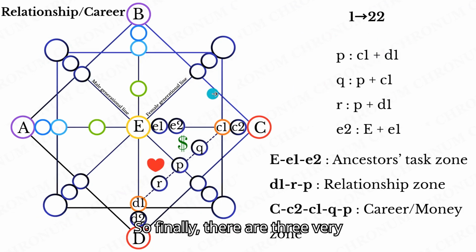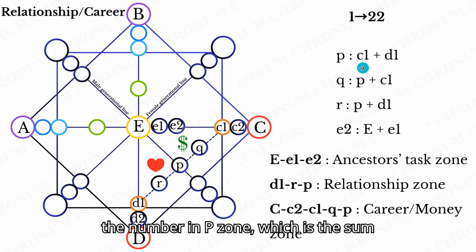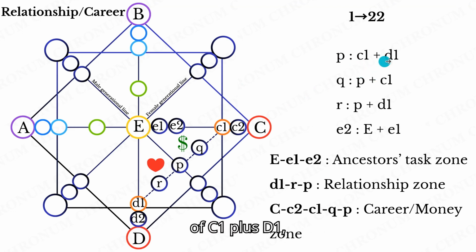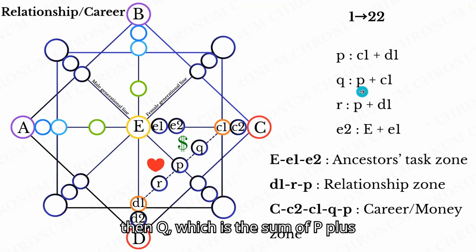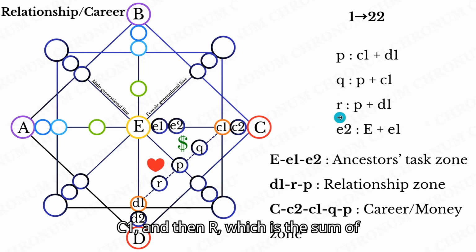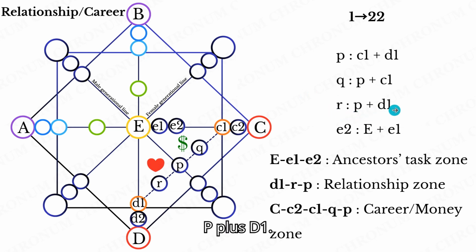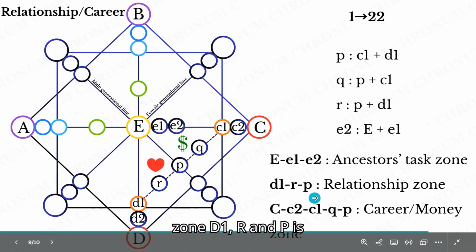So finally, there are three very practical and useful zones for our matrix. First, we need to calculate the number in P zone, which is the sum of C1 plus D1. Then Q, which is the sum of P plus C1, and then R, which is the sum of P plus D1. So the zone D1, R, and P is our relationship zone.